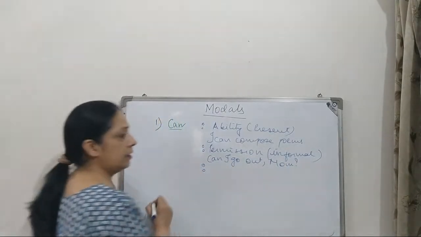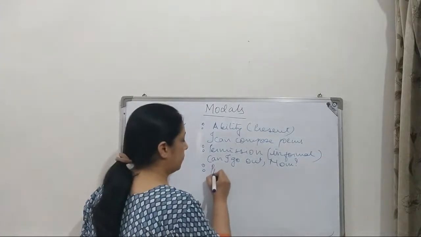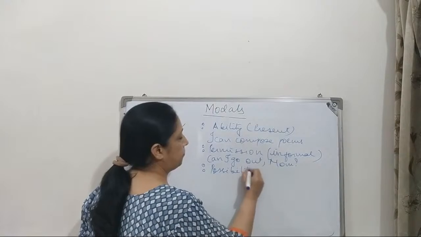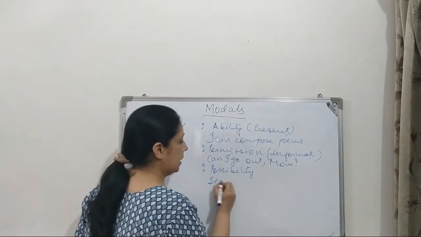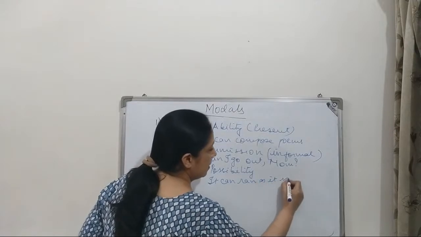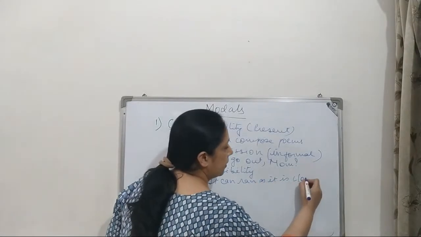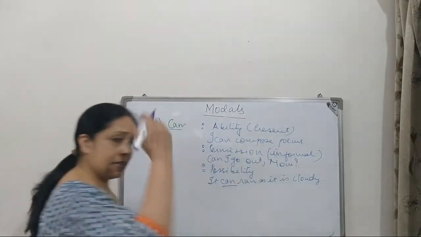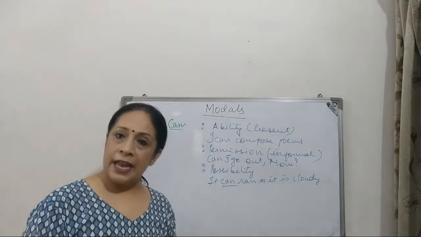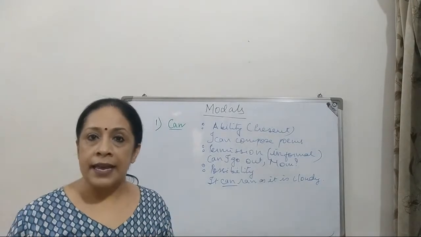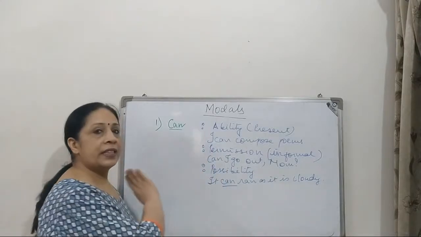The third one is possibility, anything that is possible. So it can rain as it is cloudy. This has a possibility that it can rain. Normal possibility. It can rain. So we are done with can.